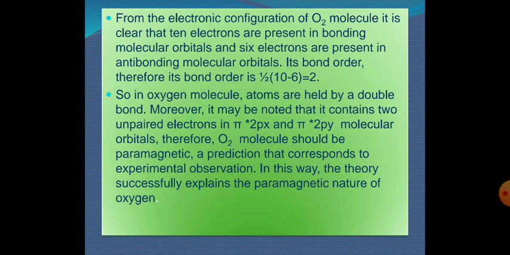So the oxygen molecule atoms are held by a double bond. Moreover, it may be noted that it contains 2 unpaired electrons in pi star 2px and pi star 2py molecular orbitals. Therefore the O2 molecule should be paramagnetic, a prediction that corresponds to experimental observation. In this way, the theory successfully explains the paramagnetic nature of oxygen.